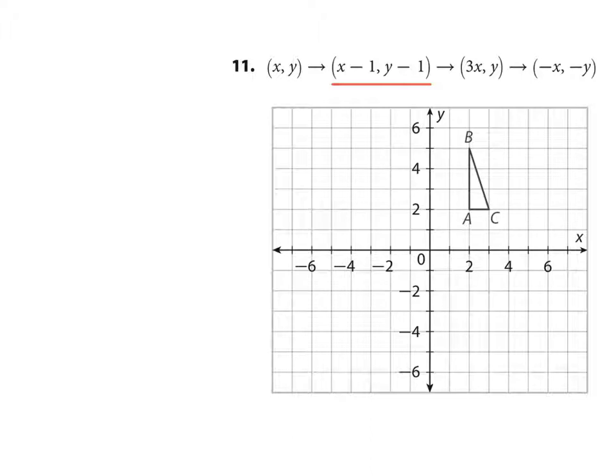So x minus 1 is going to tell me to go to the left 1, and down 1 in the y direction. So I'm going to move each of my points to those new spots, left 1 and down 1. So that's A prime, C prime, and B prime. Notice that that is staying congruent to what it was before.